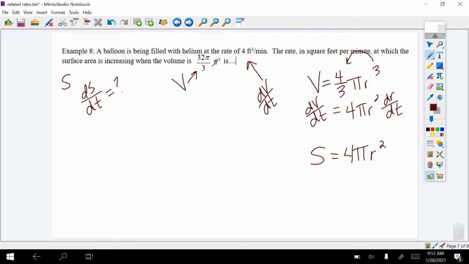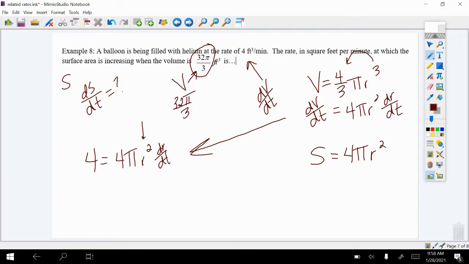Now they give us some information. I'm going to come over here so I have a little more room to work. They tell you that dV/dt is 4. What they don't tell you is what r is. But they give you this piece of information, which is enough to find r. If you set your volume formula equal to 32 pi over 3, so set that equal to your volume formula. This is kind of a roundabout way of giving you the r value because they didn't directly state it, but they gave you enough information to find it.